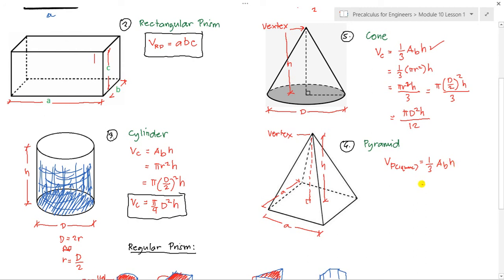So here, the base area is a square. So therefore, that is 1/3, then a squared, right? A squared times the height. So therefore, that is the formula for a square pyramid, specifically. The general formula for a pyramid is 1/3 area of the base times the height. So it depends on the shape of your base.